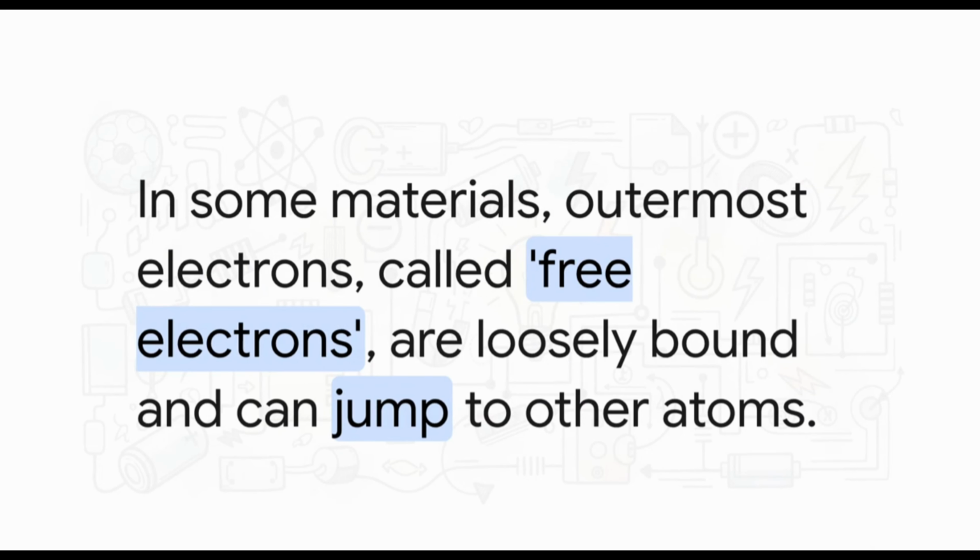Now here is where it gets interesting. This is the key concept: free electrons. In some materials, especially metals like copper, those outermost electrons are kind of restless. They aren't held very tightly, so they can easily be nudged to jump over to a neighboring atom. They're the rebels of the atomic world.